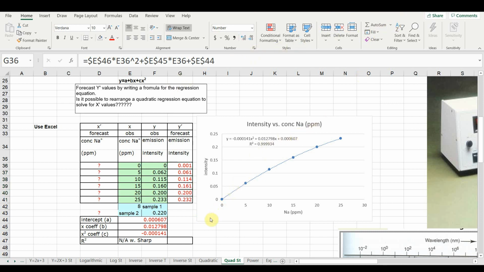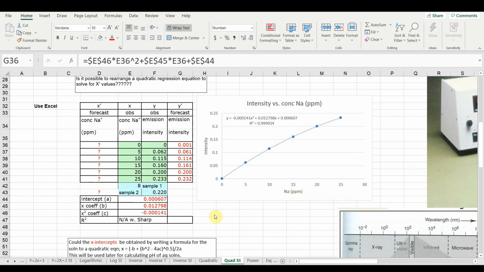Well, that's kind of cool, but the problem is how do we forecast the concentrations? That's what we're really interested in, right? We measure the intensity of standards and unknowns and want to measure the concentration. Well, at this point, we really have no way of doing that. Later on in this course, I'll show you how to handle polynomials in Excel, obtain the regression coefficients, and forecast x prime. We'll do that a little bit later on.